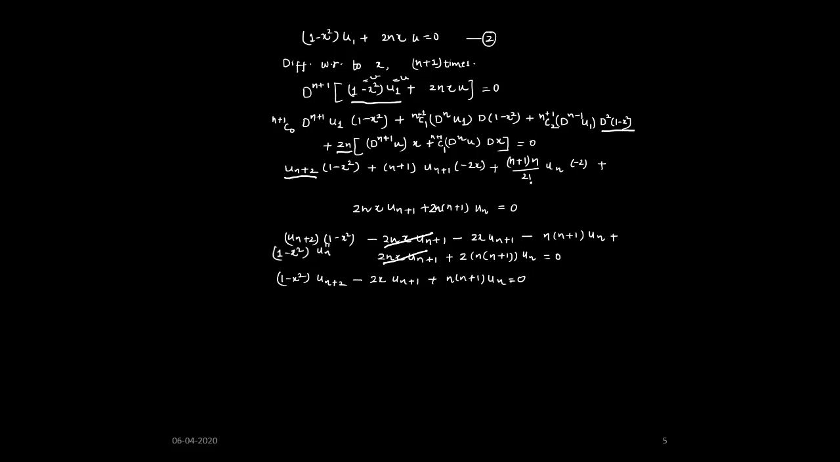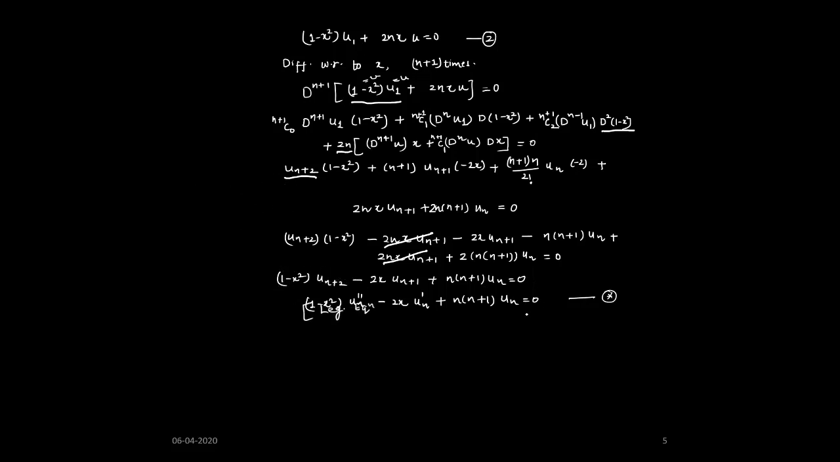Now what is our Legendre equation? So this is equal to, I can write this as 1 minus x square un double dash minus 2x un dash plus n plus 1 un equals to 0, right? So now let's say this is equation star.